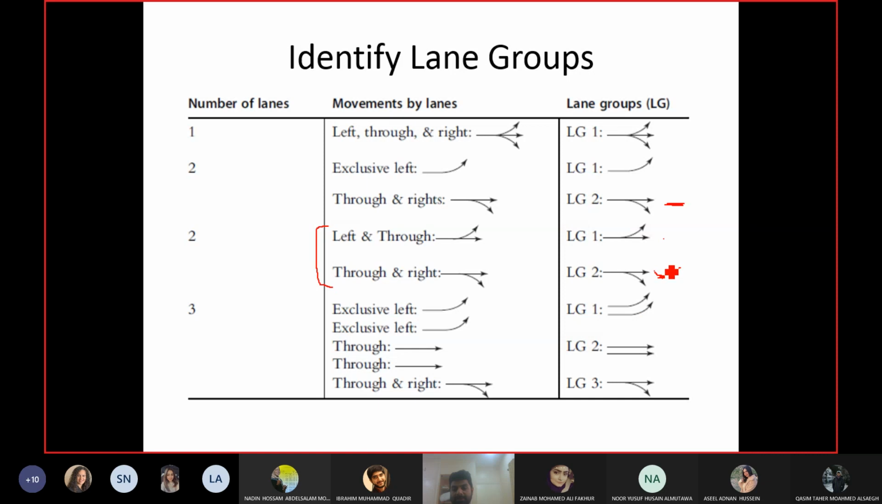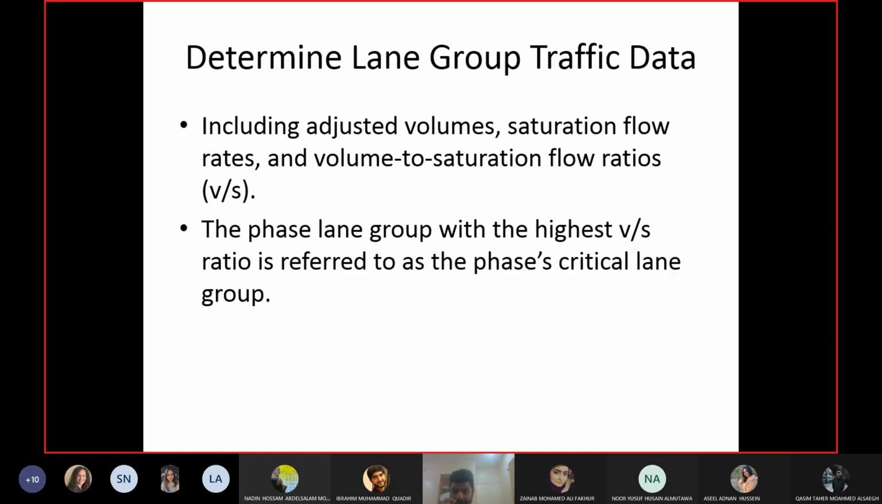So when you are designing this phase and you have multiple lane groups, you will take that lane group as critical which has the higher volume to saturation flow rate ratio. So in one phase, you can have multiple lane groups like I just showed you, and then from those you will identify the lane group which has the highest volume to saturation flow rate ratio. So we call it the critical lane group. The lane group which has the highest V upon S ratio is the critical lane group.